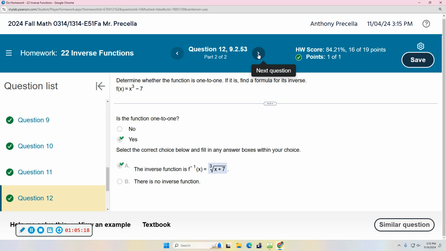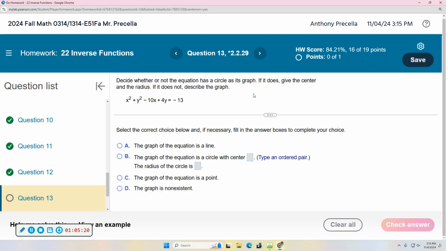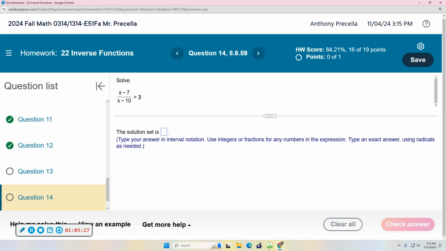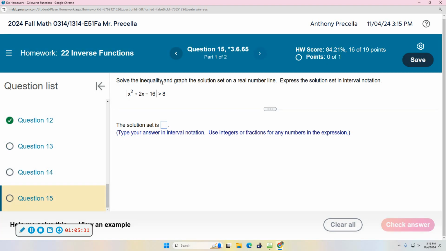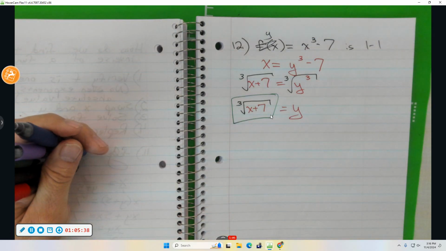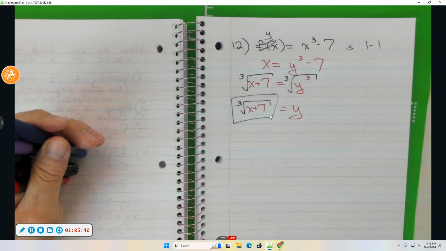And I think number 13. Oh, it's complete the square. Those circle problems are never going to go away. And a cut point problem. Look at that. We're through with the new material. Oh, another cut point problem. We're through with the new material. Any questions there?